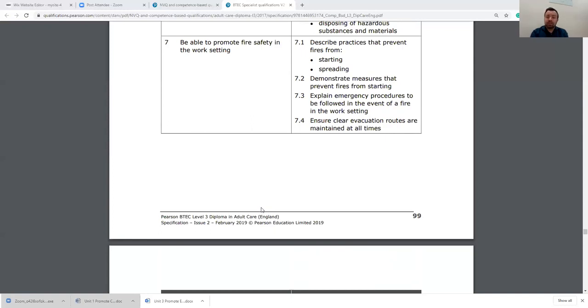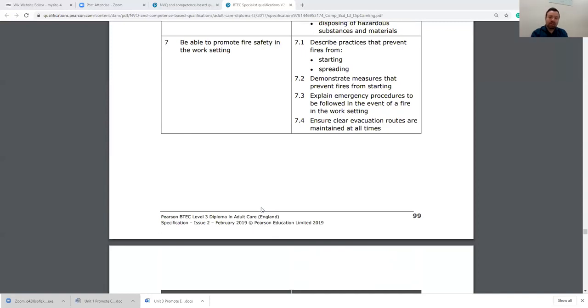7.2 is about demonstrating the measures that prevent fires from starting. So again, doing floor walks is a really important thing, or knowing at least the area in which you're working. Making sure that you could get to windows, making sure that you know where the fire alarms are, making sure that you know where all the heat sources are, that you know where the gas and the water mains are, so you know what to do in the case of fire.